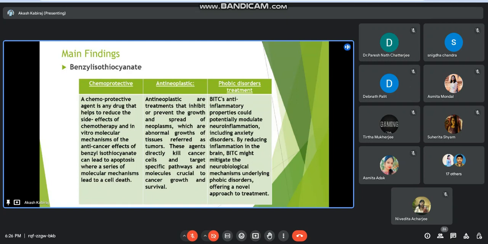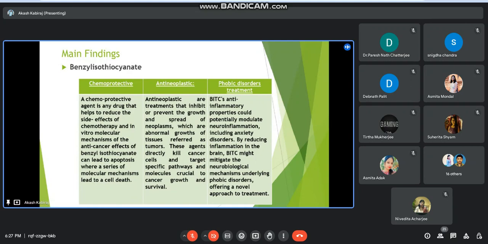Phobic disorder treatment, on the other hand, will be an overwhelming application for benzyl isothiocyanate, because in the modern generation phobia has become a serious issue. BITC can mitigate our neurobiological mechanisms and the underlying phobic disorders, and also the problem of anxiety.